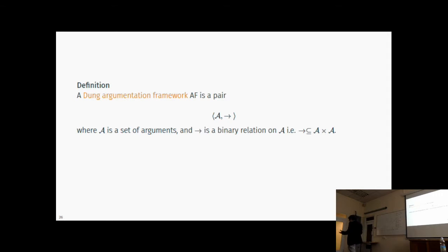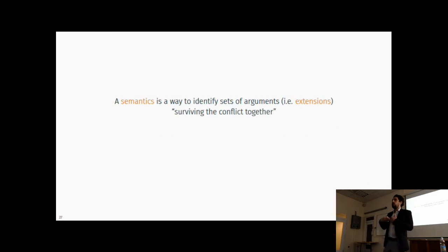And why was this defined? Because the idea was to define in some easy way what semantics you can have in order to identify acceptable arguments, acceptable sets of arguments. So given a web of arguments and attacks, what can you say about it, what can be an acceptable set of arguments that together survive the conflicts, that give you a coherent point of view? And this is the idea of argumentation semantics.